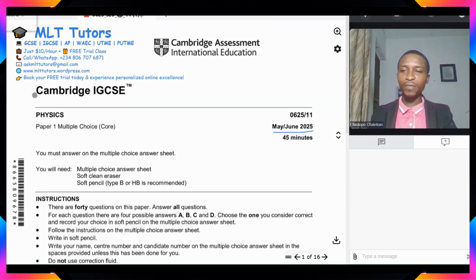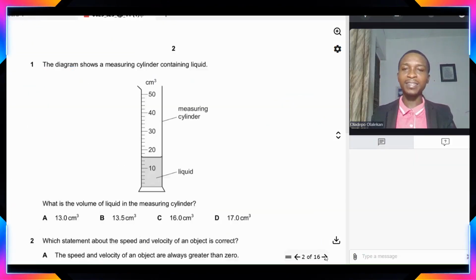This session will focus on Cambridge IGCSE Physics multiple choice questions, precisely May/June 2025. Without wasting time, learners, let's quickly dive into details. Today I'm going to show you how you can excel in your IGCSE exams and come up with scoring an A in your exam. So let's get started.